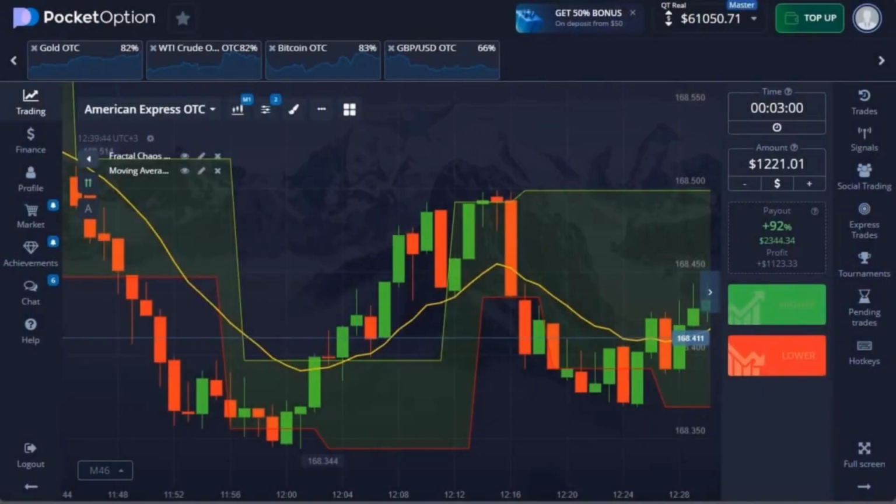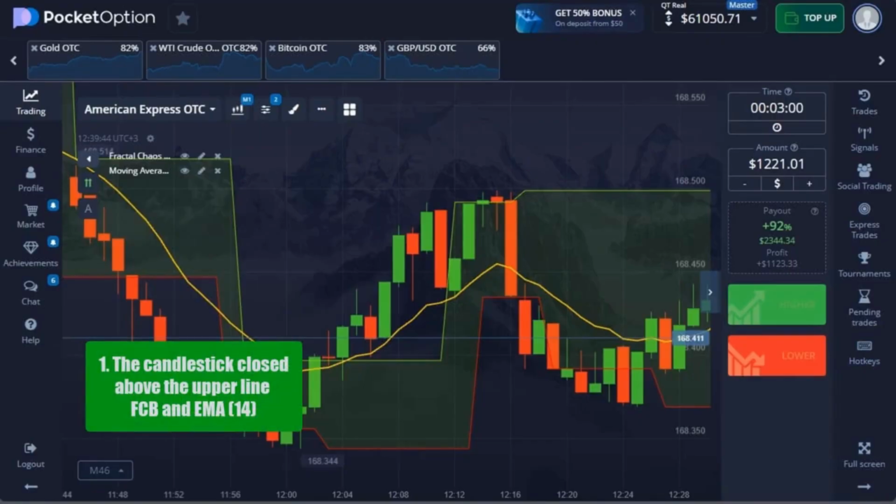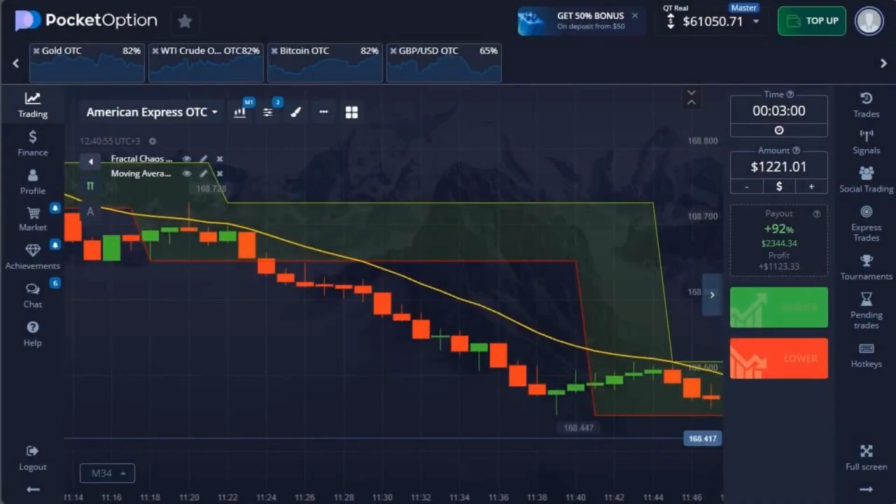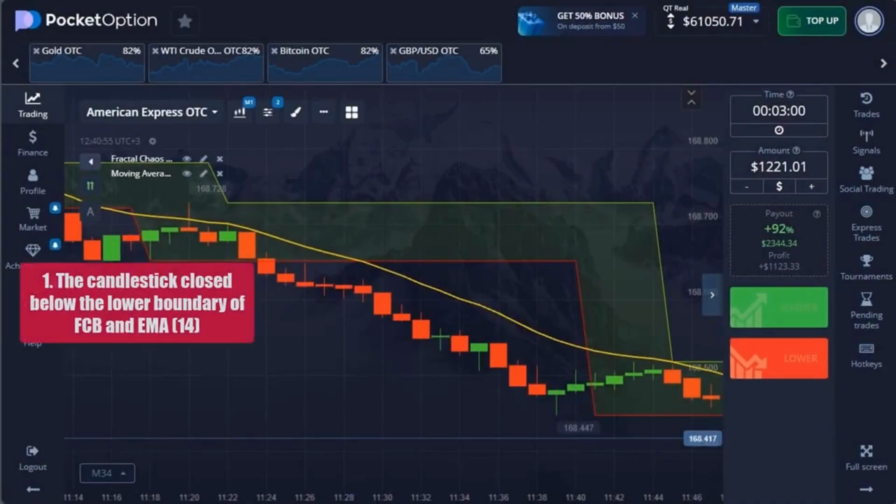The rules for opening call and put options on the basic strategy with the addition of trend filters would be as follows. To buy a call option: first, the candle must close above the upper boundary of the Fractal Chaos Bands and EMA 14. Second, at the opening of the next candle, buy a call option. To buy a put option: first, the candle must close below the lower boundary of Fractal Chaos Bands and EMA 14. Second, at the opening of the next candle, buy the put option.